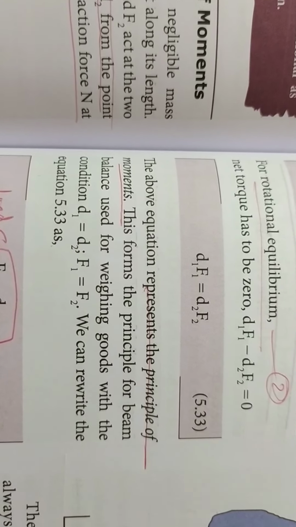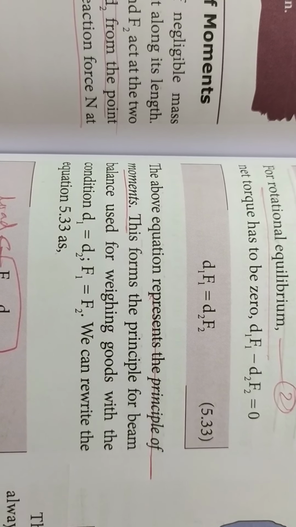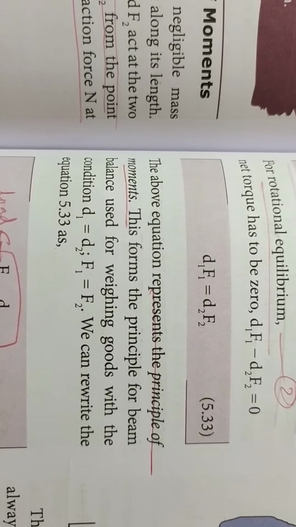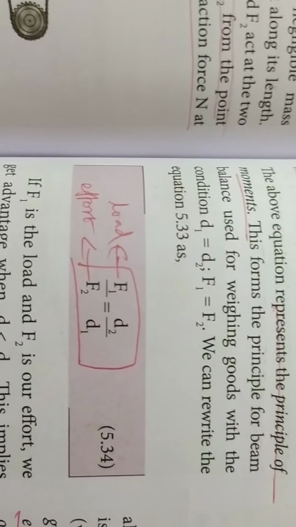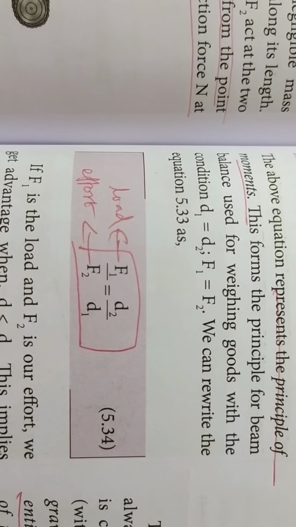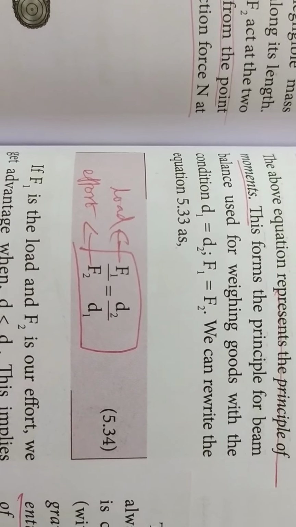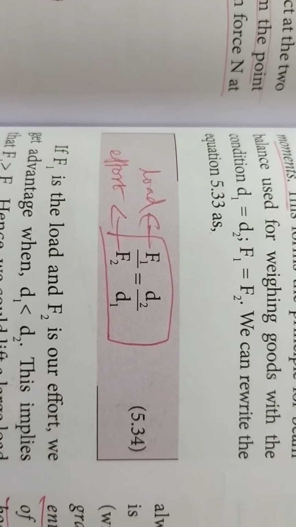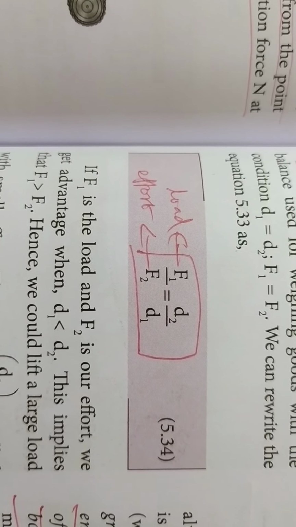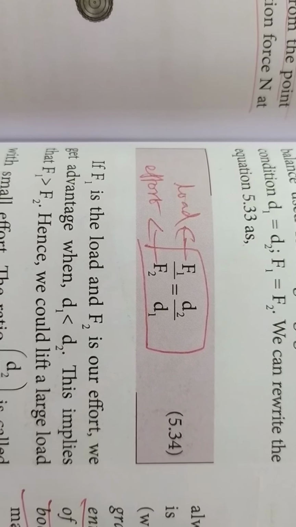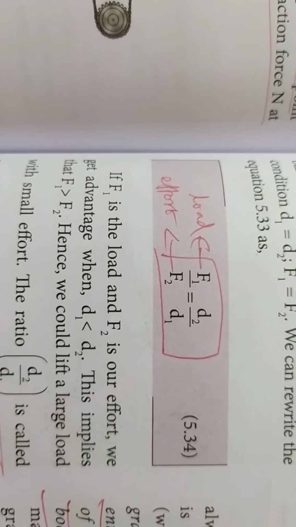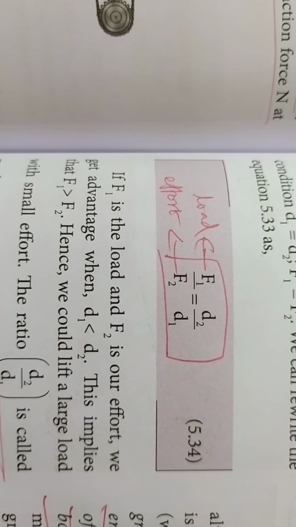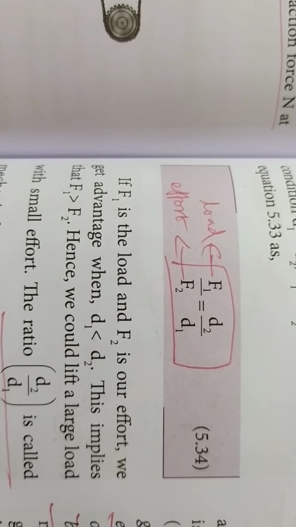And suppose when you use a beam balance, you can have d1 equal to d2 and F1 equal to F2 for equilibrium. And here F1 is usually taken as load and F2 is taken as effort, and according to this equation, F1 by F2 will become d2 by d1. Suppose d1 is less than d2, that means you will get a greater advantage. So F1 is larger and F2 is smaller. That means you could lift a large load with a small effort.